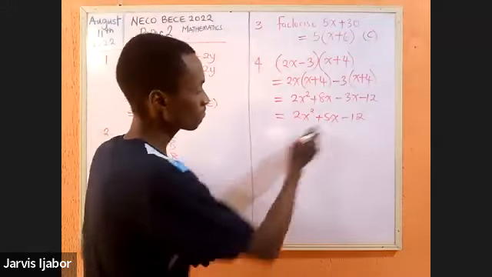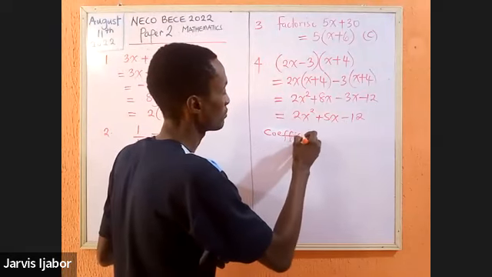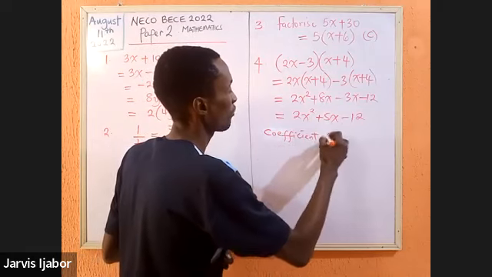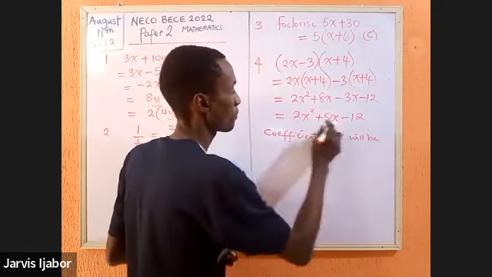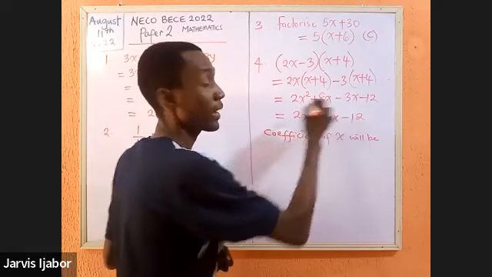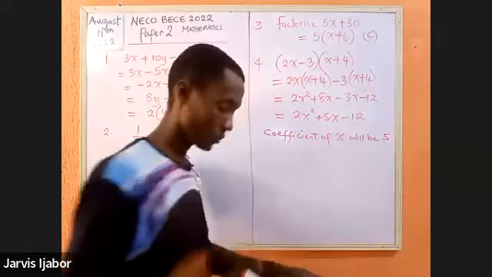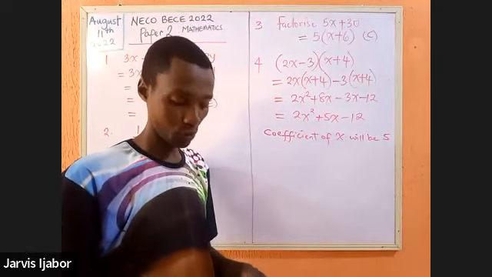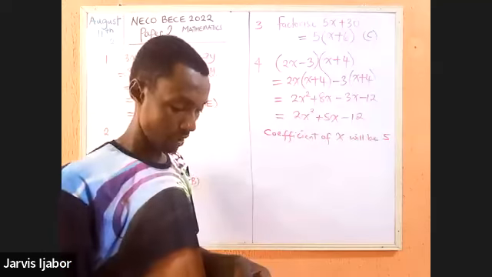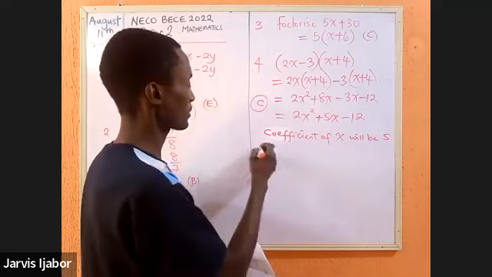Now, with that said, the coefficient of x will be what? What's the number in front of x? That's 5. And that's all. That option will be C. So option C will be the correct answer. Then number 5.